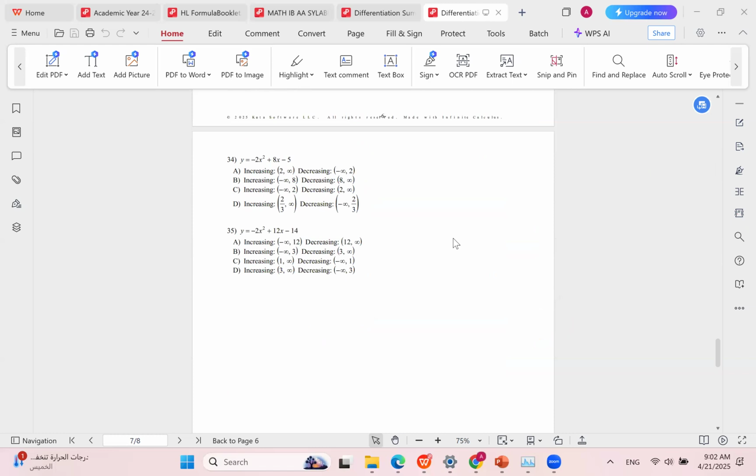Now for question 34, y equals -2x power 2 plus 8x minus 5. So y dash equals -4x plus 8, and this is equal to 0. Now we can take the 4x to the other side, so we get 8 equals 4x, so 2 equals x.